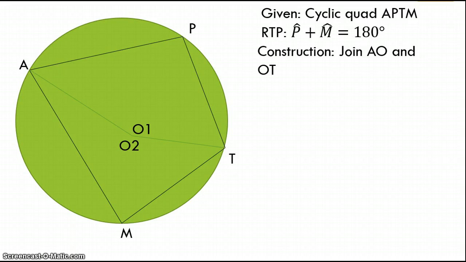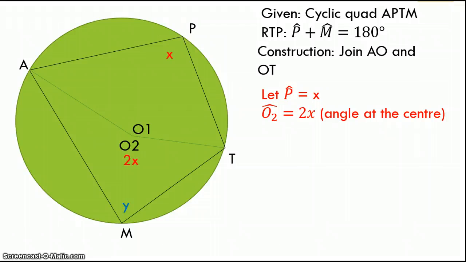You need to write down the construction, and I have put in AO and OT in green. And I've labelled the one part O1 and the other part O2 so that I can refer to those angles a little later. We label one of the angles X. The size of P is X. And it makes sense to us then that O2 is 2X, O2 being a reflex angle, and that's because of angle at the centre. And that's how you would write it on the side of your page.